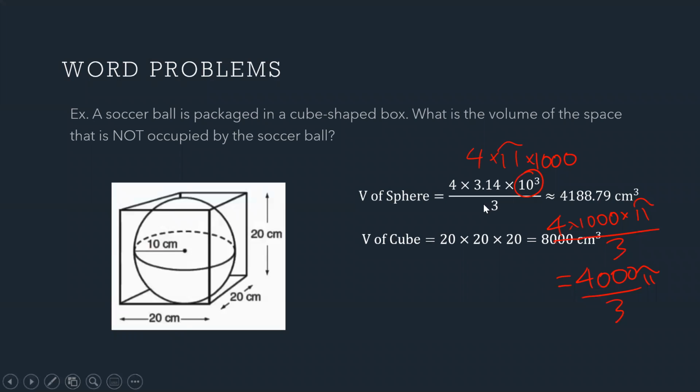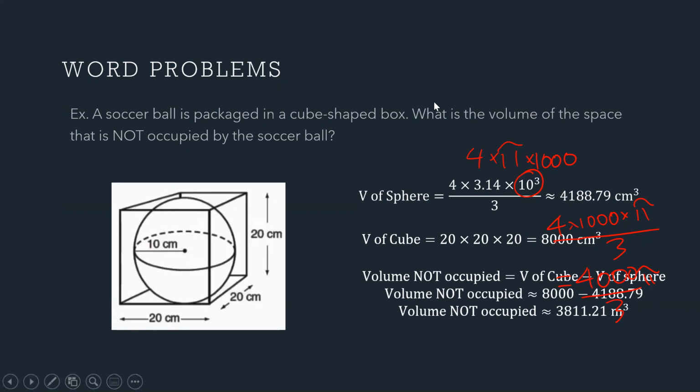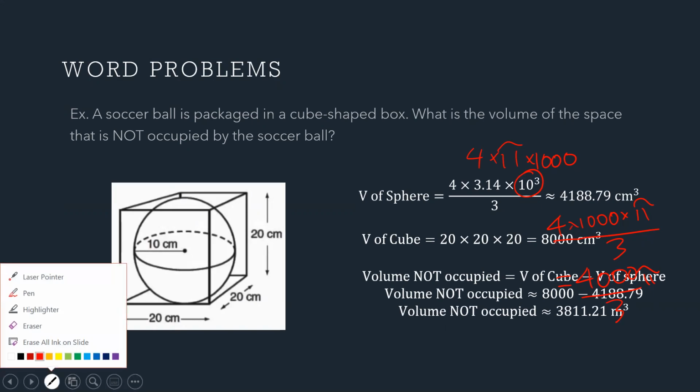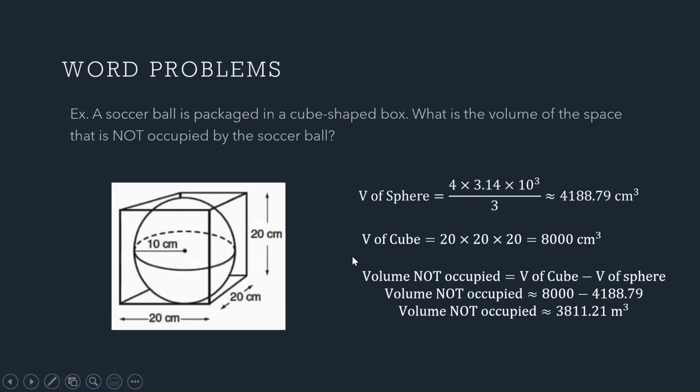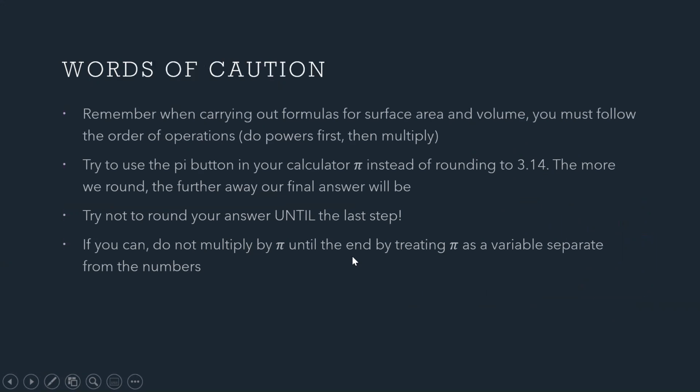The volume of my cube itself, the larger cube here, is quite easy: 20 times 20 times 20, which is 8,000 centimeters cubed. So if I want to find out what is remaining, the volume of the space that's not occupied by the soccer ball, I simply take the volume of the cube and subtract off the volume of the sphere, which ends up giving me 3,811.21 centimeters cubed. And that's my final answer there.